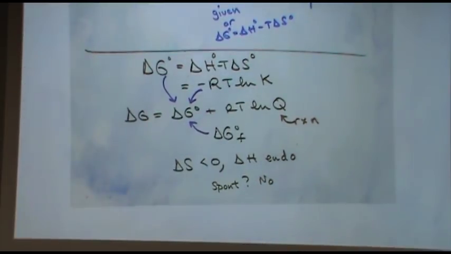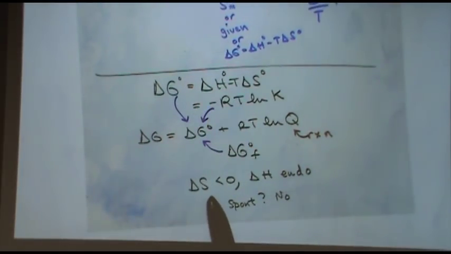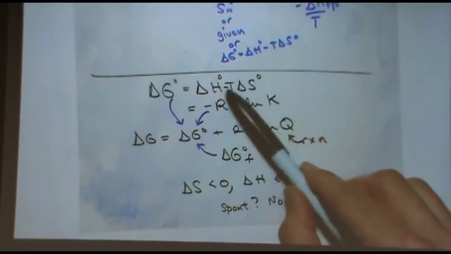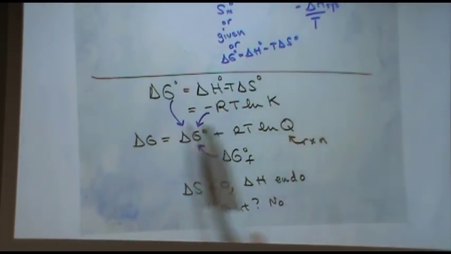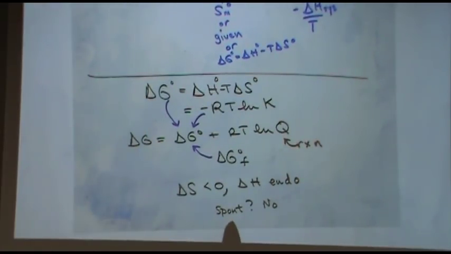Is it spontaneous? Yes or no? No, no way. Because endothermic means positive or negative? Positive, so that'd be a positive right here. This is negative, and temperature is always positive, so that would make the second term a positive number. So that would mean delta G would be a positive number, and that is not spontaneous. Okay?